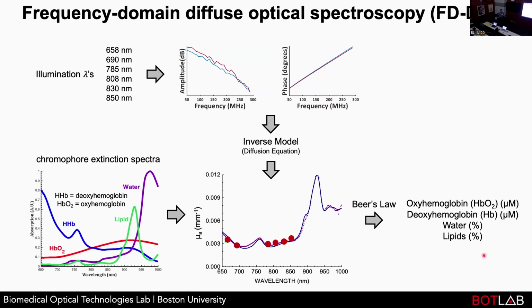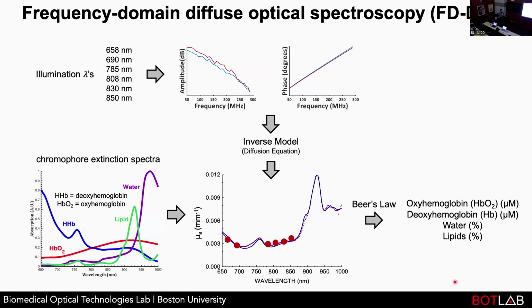Now here, this is just for display purposes. We didn't actually calculate a mu A out here near where the water and lipid peak are. So it would be actually quite challenging to get water and lipid from these measurements and these red dots. You'd want a few measurements out here at 930 or 970 to help you do that.